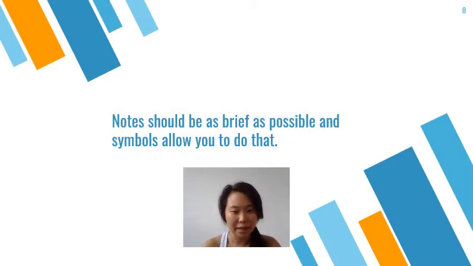Notes should be as brief as possible, and symbols allow you to do that.